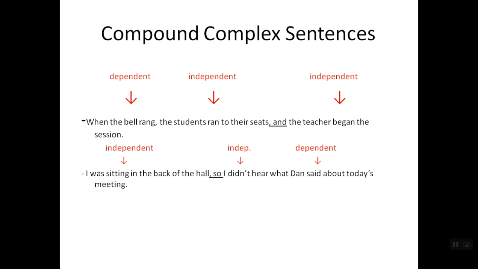Dependent. What, starting from what? What here is a subordinating conjunction. It is a noun clause, by the way. What Dan said is a noun clause. What Dan said about today's meeting. So this is a dependent clause. Okay, so we have two independent and one dependent. So what do we call this? We call this a compound complex sentence.